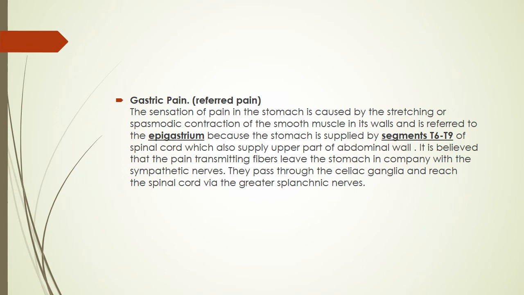Due to the same nerve supply, it is believed that the pain transmitting fibers leave the stomach and accompany the sympathetic nerves, and these nerves pass through the celiac ganglia and reach the spinal cord via the greater splanchnic nerves, and then the spinal nerves through the same segments supply the T6 to T9 dermatomes of the anterior abdominal wall, which include the region of the epigastrium. So pain from the stomach is referred to the epigastrium.